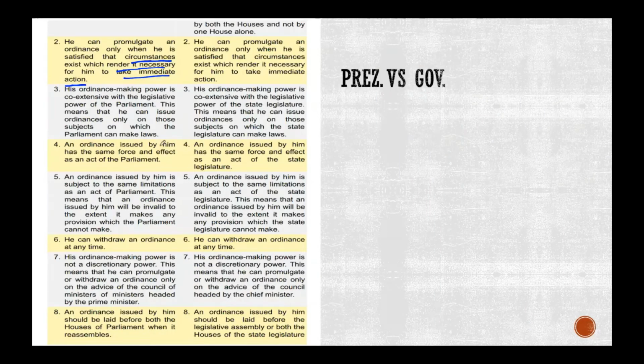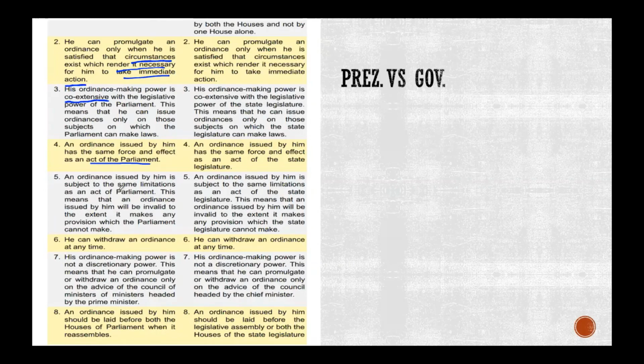Remember this, even if an option is there, it'll use this term, coextensive, meaning his power to make an ordinance is equal to the power that the House has to make a law. Ordinance is not more powerful, it does not have more scope that it can cover, neither does it have less scope. So that means he can issue an ordinance only on those subjects on which the Parliament can make laws. An ordinance issued by him has the same force and effect as an act of Parliament. It is equal, but just that an ordinance cannot be on for very, very long.